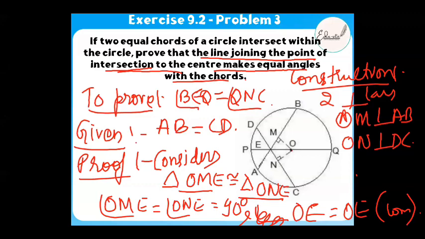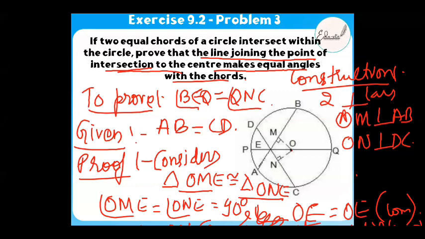Come on. What is equal to what? OM is equal to ON. Yes, excellent. Why is it so, beta? Because of theorem 5. Equal chords are equidistant from the center. Very good. Equal chords are at equal distances from the center.